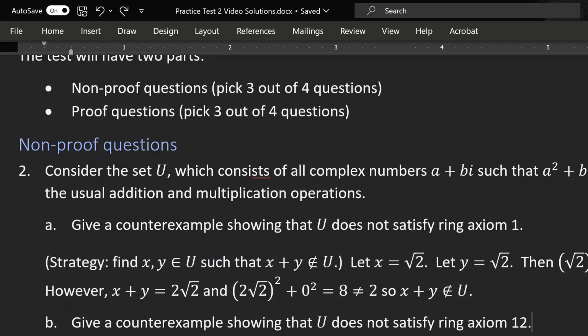Okay, I'll worry about formatting that later. All right, next question.